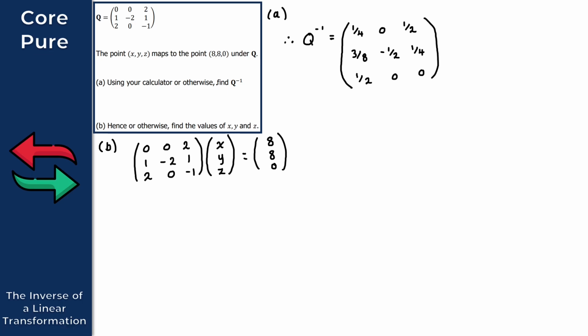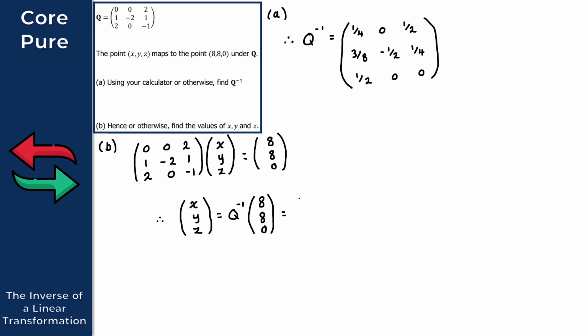So what we can do now is use the inverse matrix that we found in part A to find x, y, and z. We can simply find x, y, and z by doing the inverse of the matrix Q. We've got Q inverse times this matrix here, 8, 0. And the result we get is the original point x, y, z. So Q inverse, we found that in part A. So we've got 1 over 4, 0, 1 over 2, 3 over 8, minus 1 over 2, 1 over 4, and then finally 1 over 2, 0, and 0.